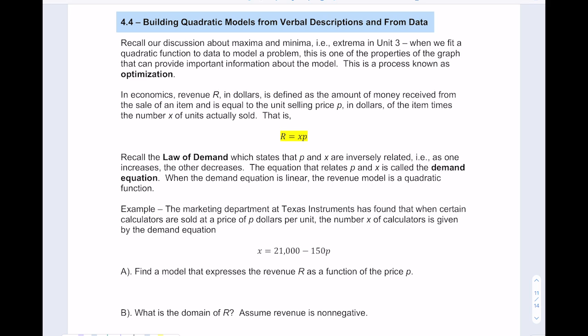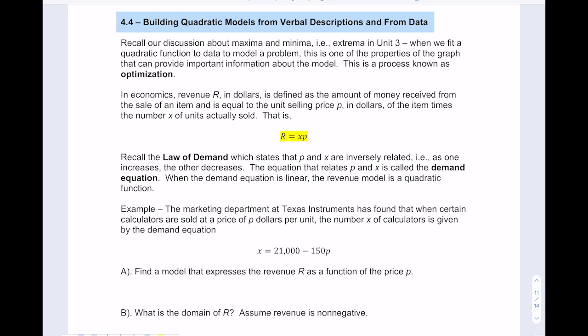So we're going to look at that in terms of revenue again, in dollars, which remember is just the amount of money that is received from the sale of an item, and it's equal to the unit selling price in dollars of the items times the number of items or units actually sold. So the formula we use is R equals X times P. R is revenue, X is the number of units sold, and P is the price.